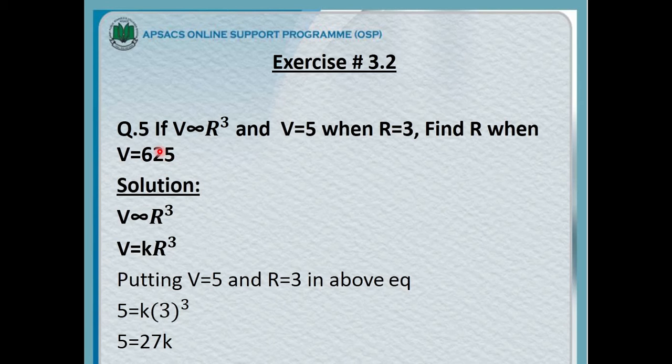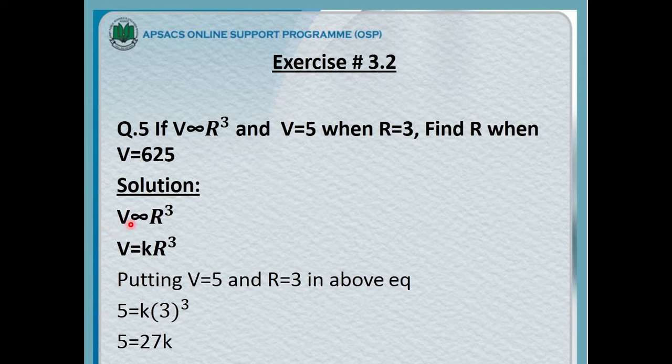Question number 5 of exercise 3.2. In this question, according to the given situation, v is directly proportional to r cube, whereas the value of v and r are given, and we have to find out the value of r when the value of v will be given. With the help of these two given values v and r, we first find out the value of k, then by putting the value of k and v, we will find out the second value of r.